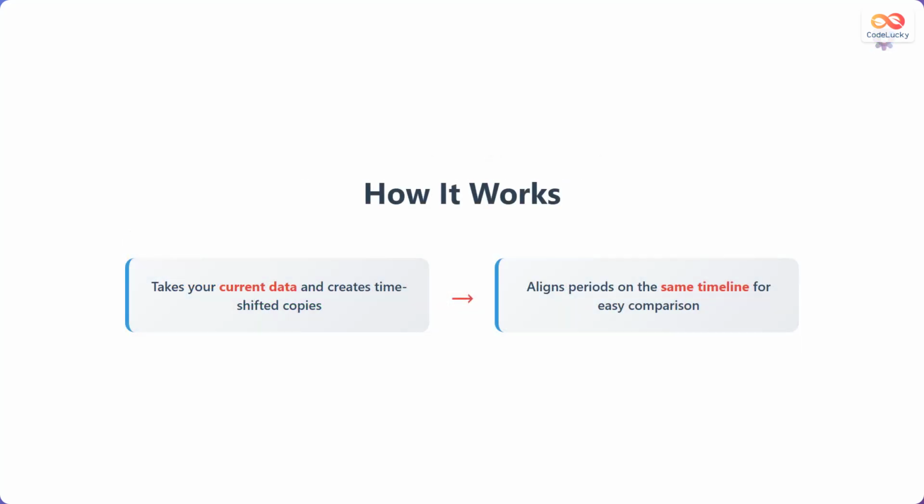Understanding how Timewrap works is essential for effective use. The command takes your current data and creates time-shifted copies, essentially duplicating your data but adjusting the timestamps. It then aligns these different periods on the same timeline, making it easy to visually compare performance across multiple time windows in a single chart or visualization.